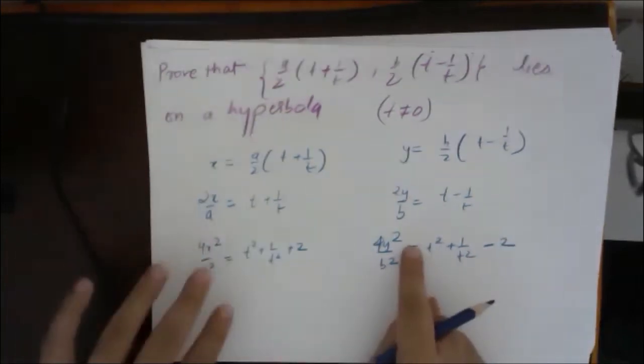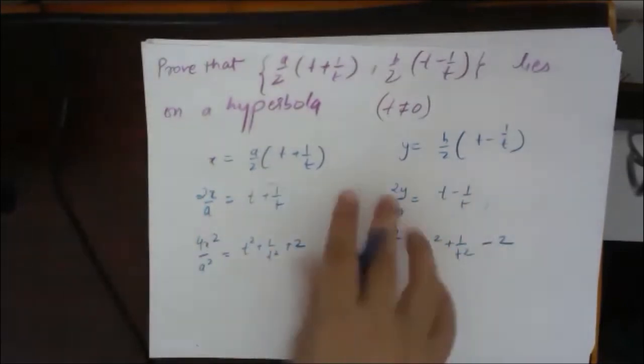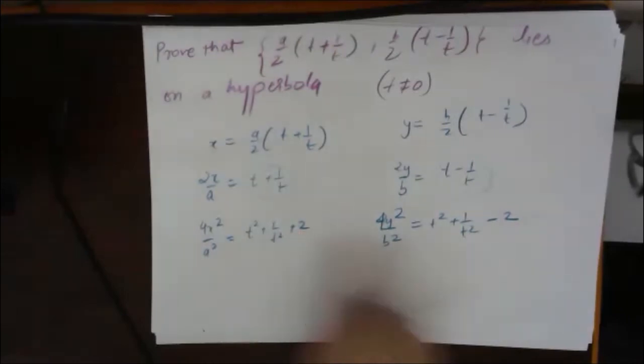How do I know that I have to square? Because for t plus 1 by t and t minus 1 by t, if we square, you will get the same form, and the other term will be a constant.